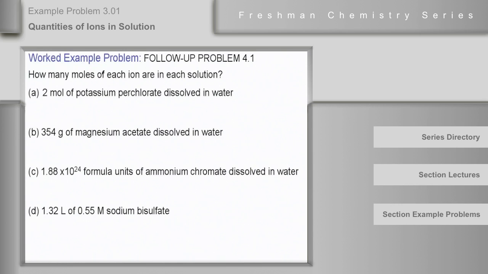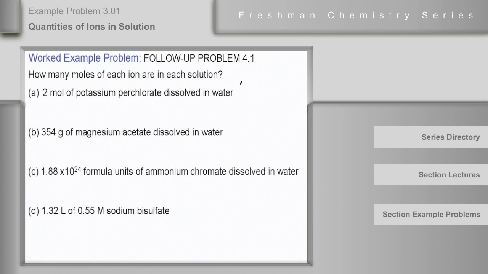In this problem we are determining how many moles of ions from each of 4 different sources end up in solution. Each one of these materials is an electrolyte, that is, an ionic compound that when dissolved in water produces solvated or aquated ions. If we look at selection A, we have 2 moles of potassium perchlorate dissolved in water.